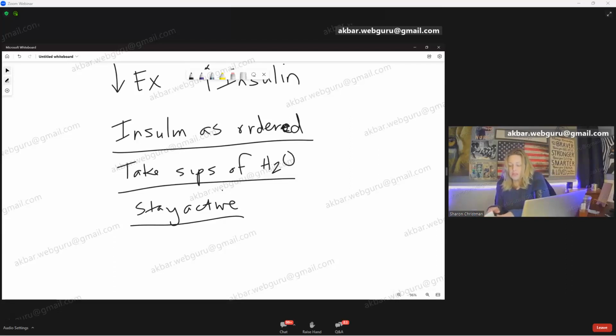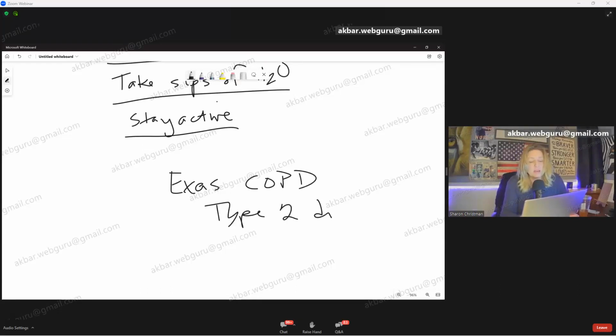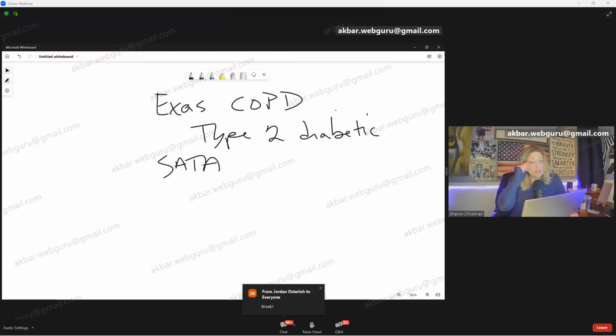Now I'm just going to give you one more thing before we turn the page. I've seen questions like this, and it's almost like a trick question, but it's not supposed to be, but they're really testing whether you know this. They say your patient is admitted with an exacerbation of COPD. They're also a type 2 diabetic. Which of the following would you expect for their plan of care? Select all that apply. Type 2 diabetic, admitted with exacerbation of COPD. Which would you expect in their plan of care? Select all that apply.